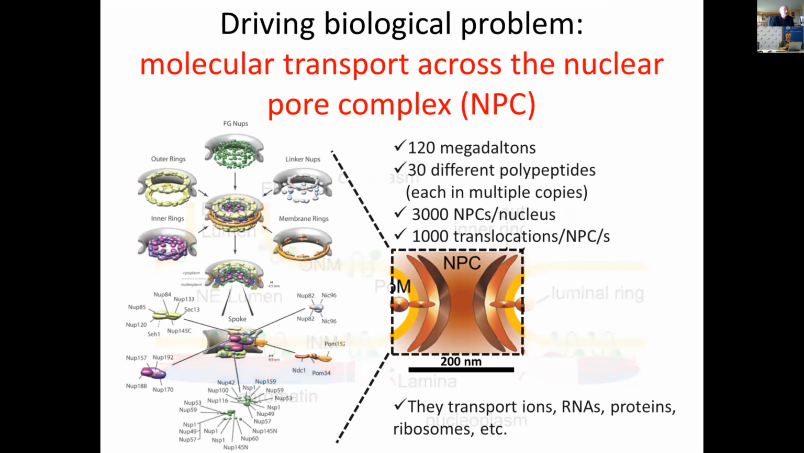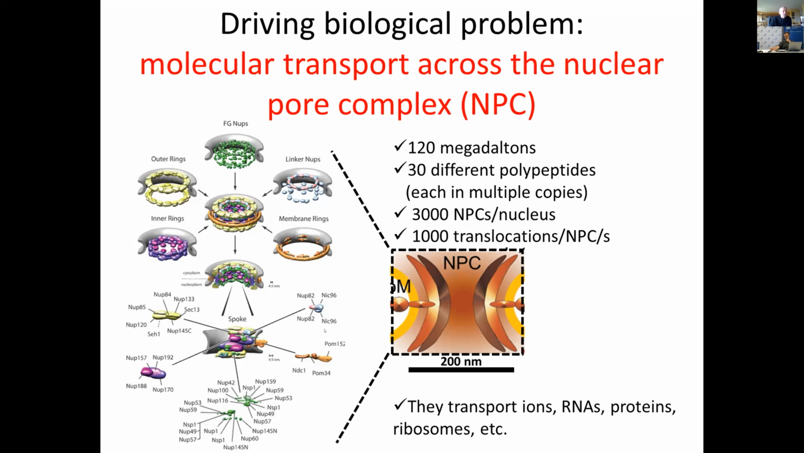First of all, how is the nuclear pore complex made? We know most of the proteins. There are 30 different polypeptides, so proteins, each in multiple copies. It's actually an octameric structure, so there are 8 subunits of those complexes all acting together. Through a nuclear pore complex you can transport ions, RNAs, which is of course very important, proteins, entire ribosomes, etc.